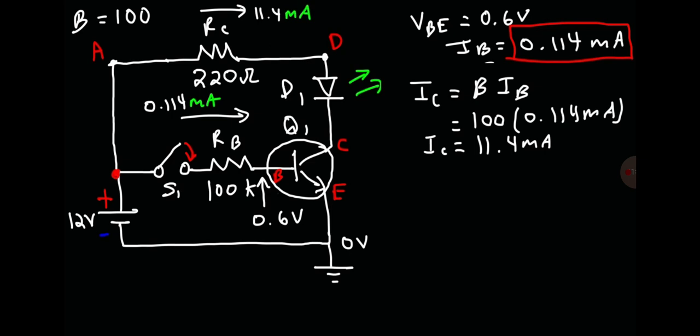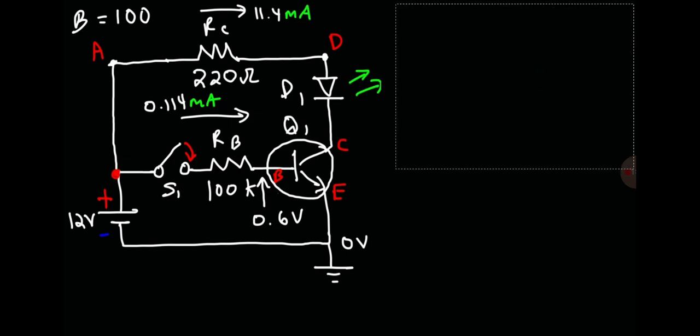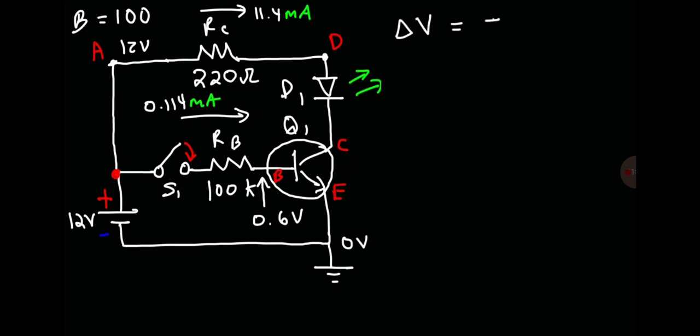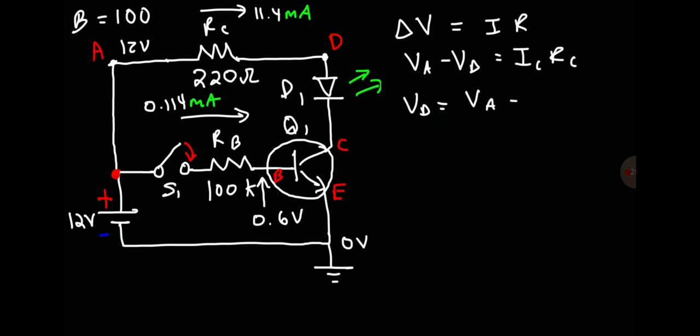So now that we know the current flowing through RC, we can calculate some potentials around that point. We know the potential at A is 12 volts. So using Ohm's law, we can calculate the potential at point D. So the voltage is going to equal the current times the resistance. The voltage is going to be the difference between the potentials at A and D. This is going to equal IC times RC. So rearranging the equation to calculate the potential at D is going to be the potential at A minus the voltage drop across RC, which is IC times RC.